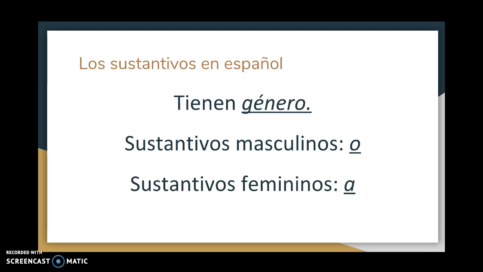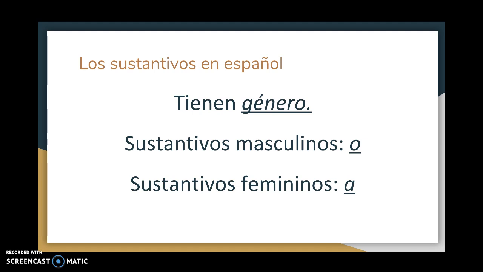The first thing you need to be aware of is that los sustantivos en Español, or nouns in Spanish, tienen género. In other words, they have gender. Spanish nouns are either masculine or feminine. The majority of masculine nouns, or sustantivos masculinos, end with the letter O, and the majority of los sustantivos femeninos, or feminine nouns, end with the letter A.